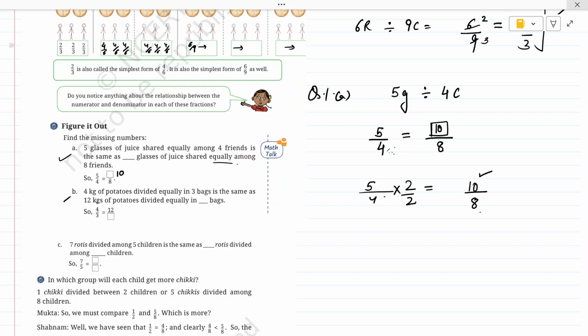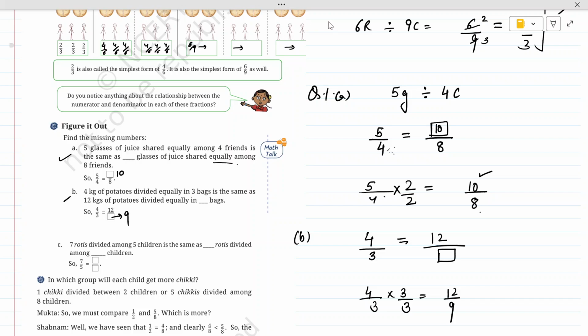Similarly, question number B, 4 kgs of potatoes are divided equally in 3 bags. Okay, this is same as 12 kgs of potatoes divided into how many bags here? So in the numerator, if we multiply this with 3, we will get 12. So multiply with 3, divide by 3. This will be 12 by 9. So this answer will be 9 here. Okay. And this C is a homework for you.